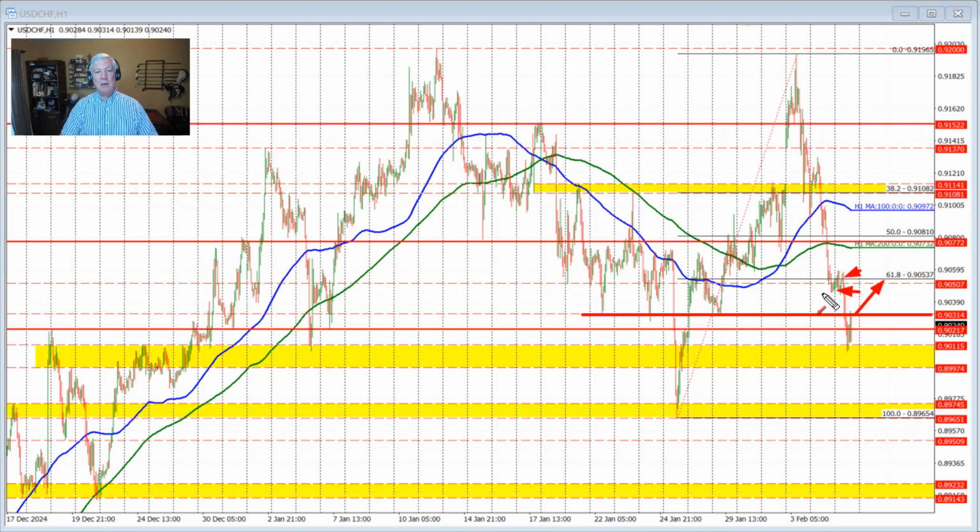So that's my look at the dollar versus Swiss to start your trading day from a technical perspective. Sellers obviously in more control. However, there's some support that seems to be stalling the fall, at least for now.